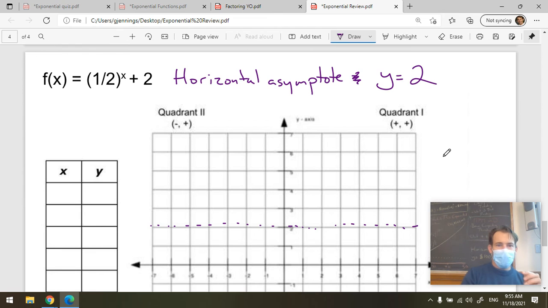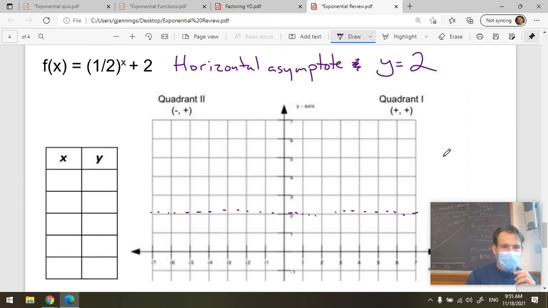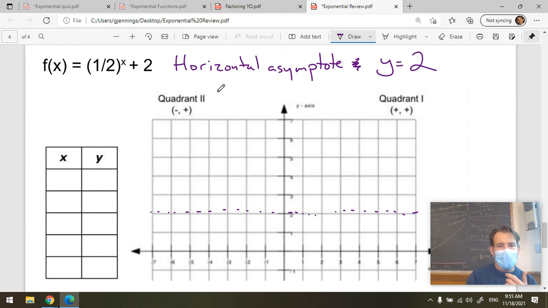Okay, so now let's fill in our table of values. We have 1/2 to the x plus 2. This is going to be a little bit more dramatic in its function, so I'm going to use values tighter to the y-axis. So I'm going to start at -3, -1, 0, 1, and 3. Let's try these values. We get to choose. Doesn't matter what values we choose. You choose any values you want.